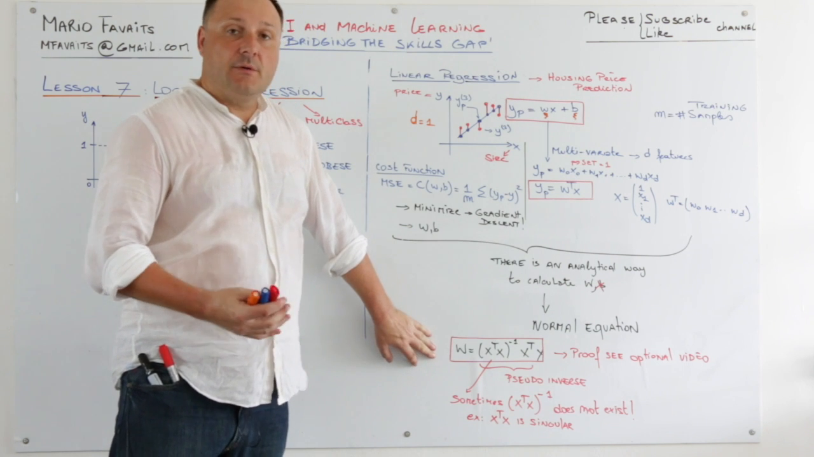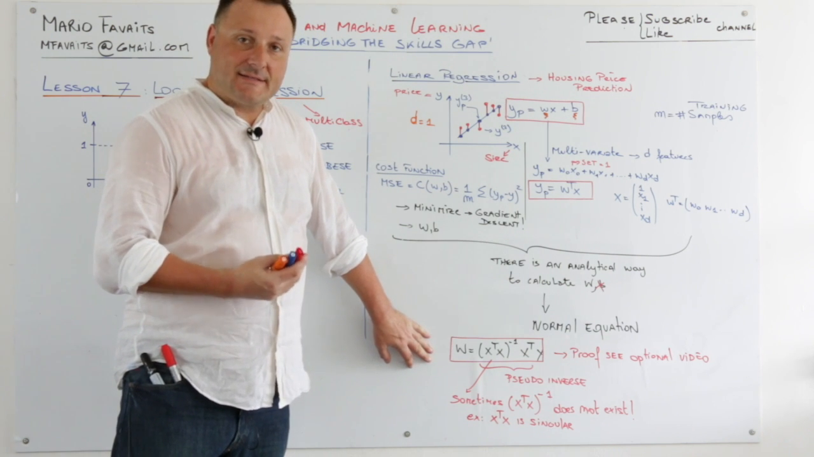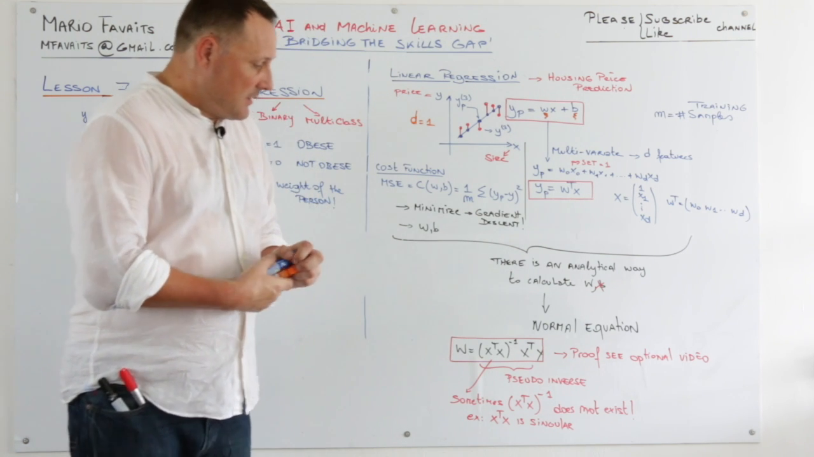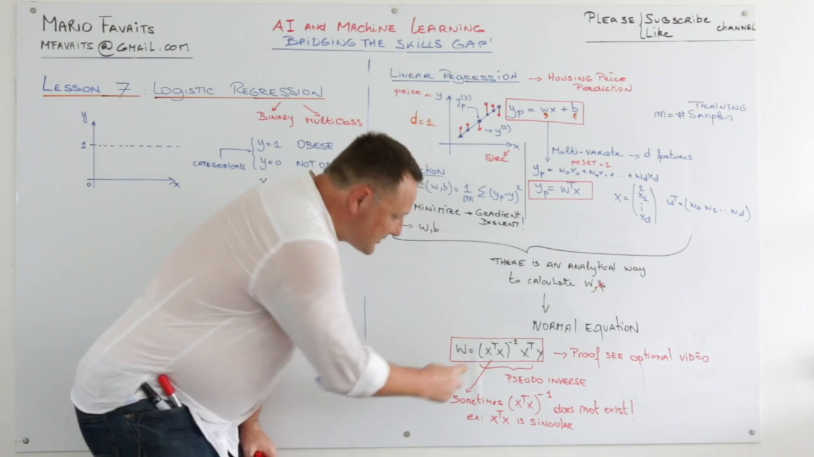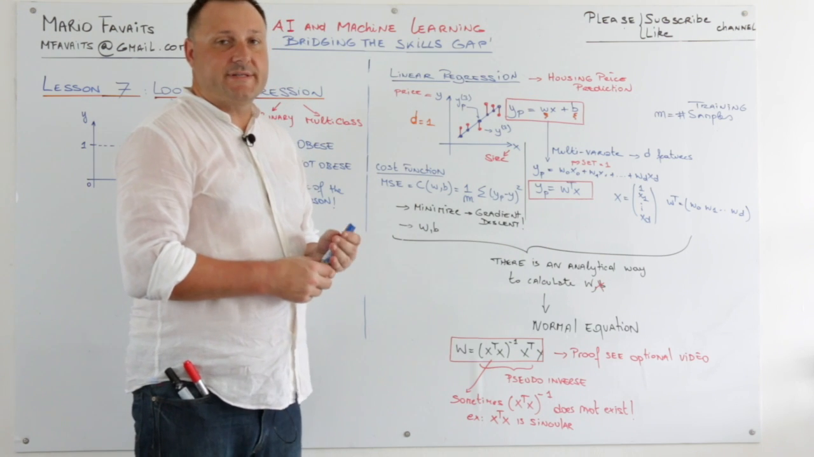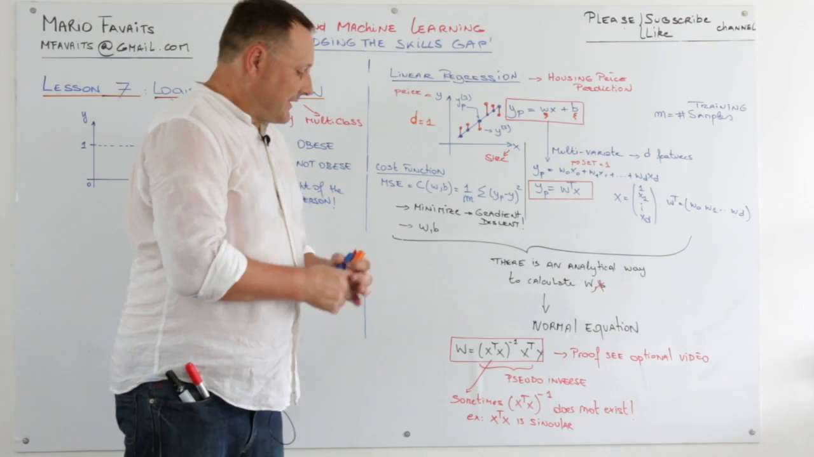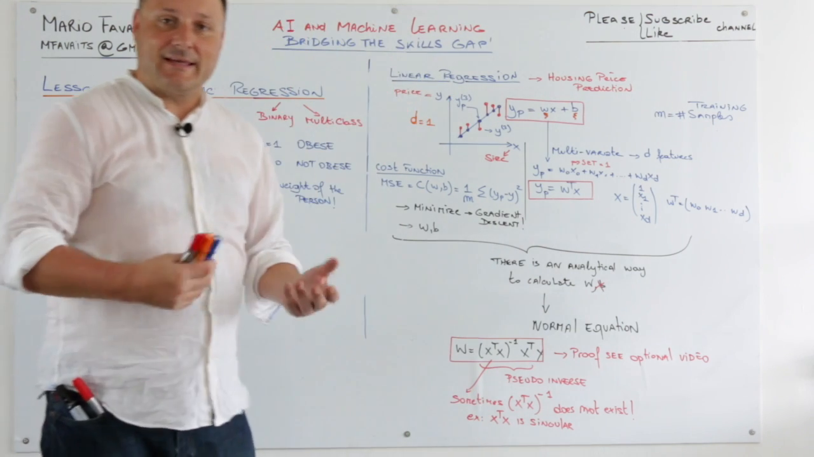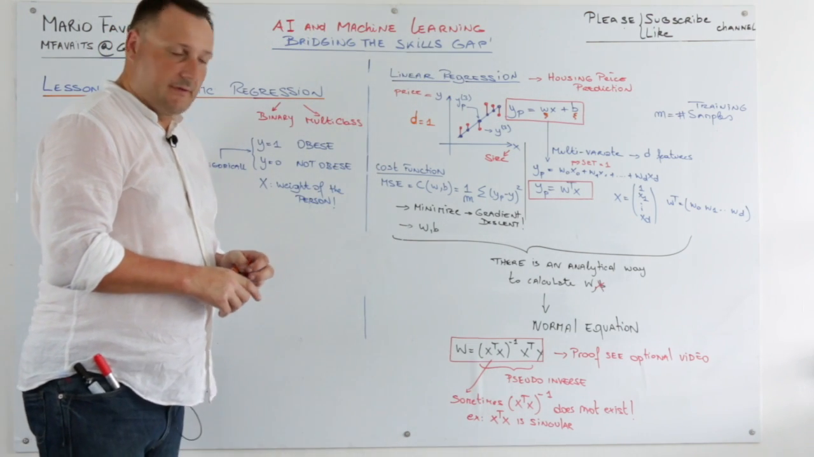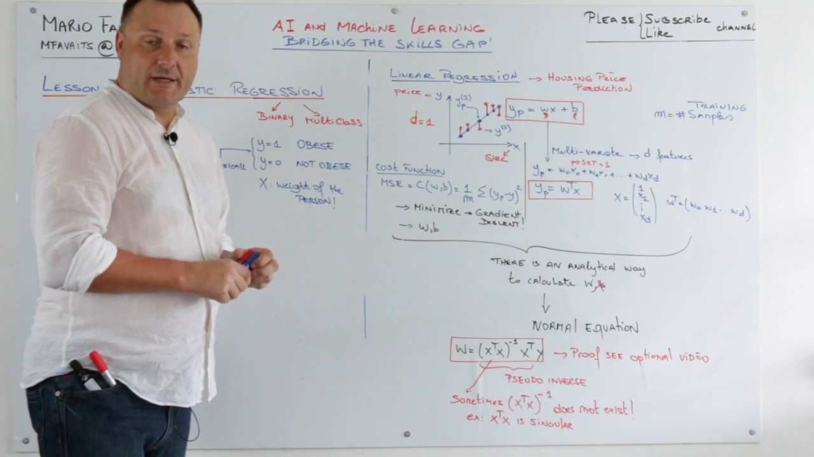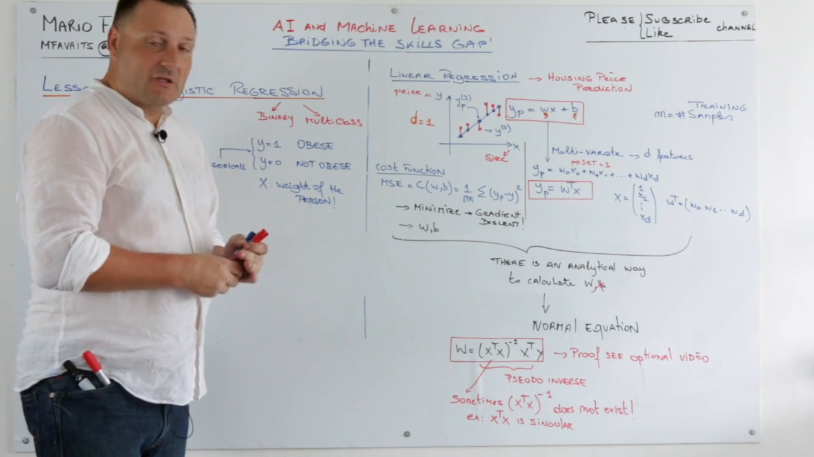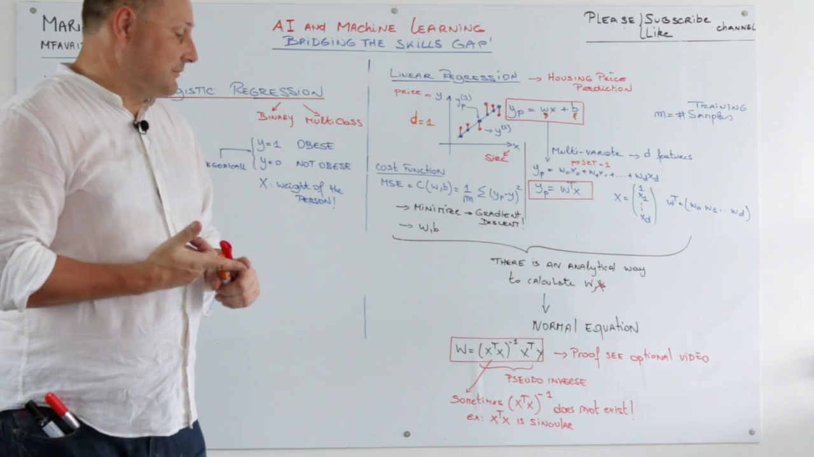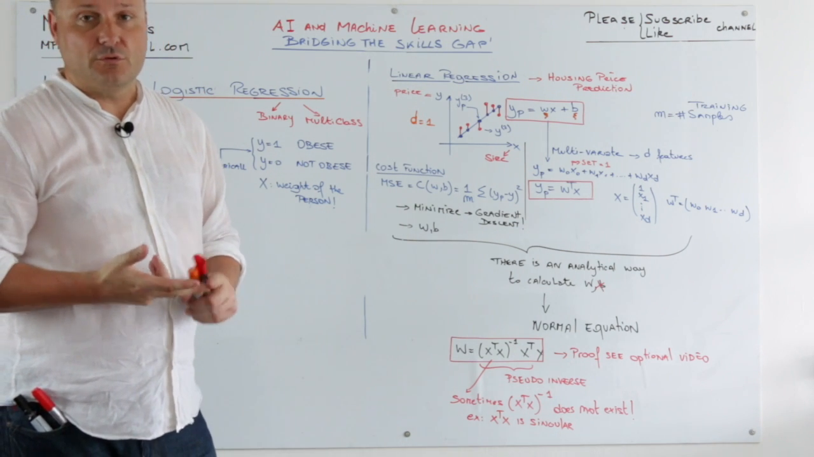Now, this formula we can derive. And I made a separate video, which is optional, on how we get to this formula. But it's interesting to see that, first of all, this inverse will not always exist. For example, if your x transpose x is singular, the inverse will not exist. That happens quite a lot. So it's not always going to give you a solution. Sometimes it gives you unique solutions, sometimes it gives you many solutions, and sometimes it gives you no solution.